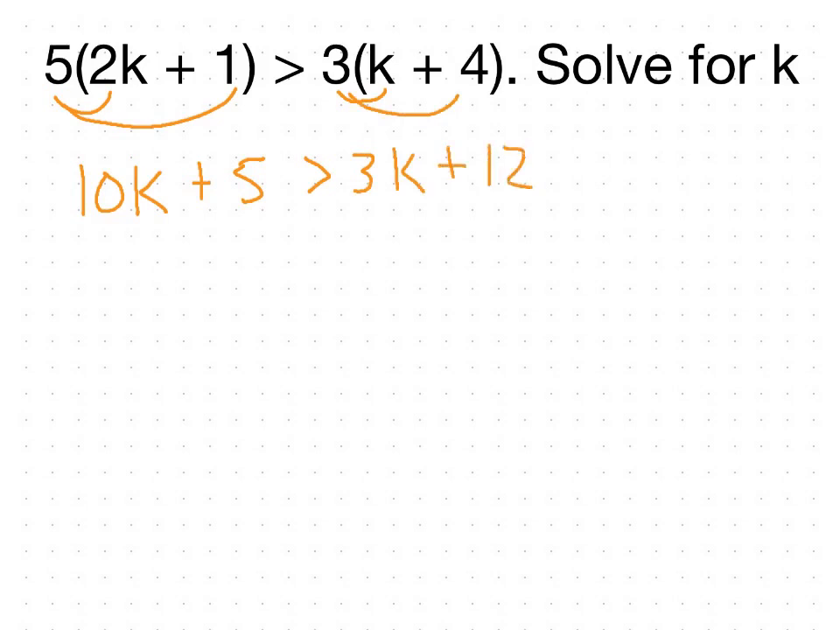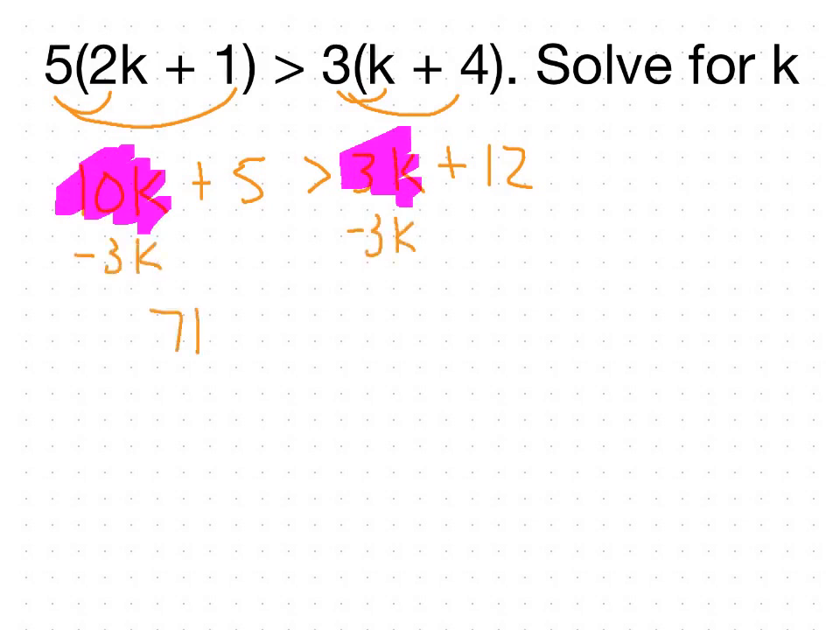Again, I want the two variable pieces, variable terms, on the same side. So I'm going to subtract 3 times k. So I have 7 times k plus 5 is greater than 12. Those are gone. Now I'm going to go ahead and move that constant.